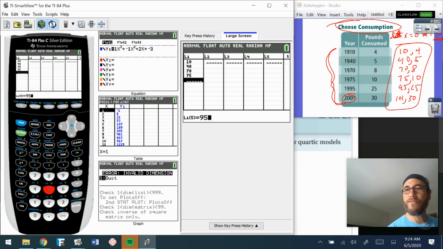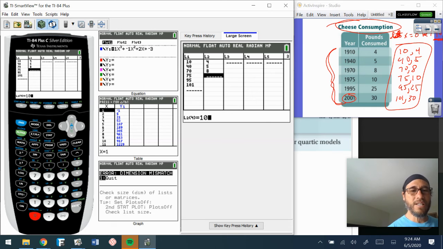75, 95, and 101. Okay, let's plug in the cheese. People are eating some cheese. We must be in Wisconsin. 5, and then it goes to 8. And then it's like, dang, this cheese tastes yummy, yummy in the tummies. I actually love some cheese myself.